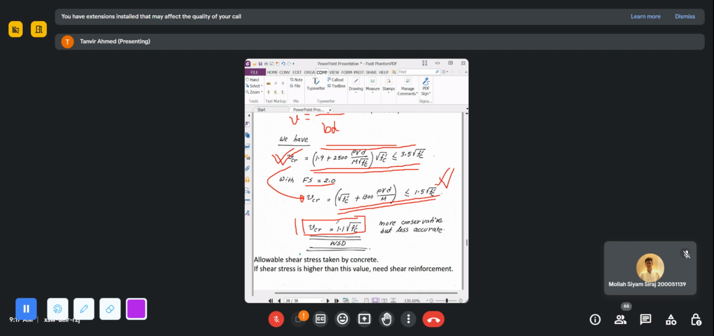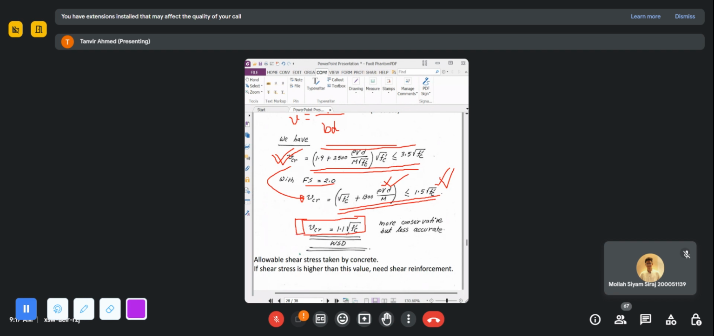So this is the simplest format. This is more conservative, obviously, compared to this equation. This equation is more conservative, 1.1 square root of fc prime, but this is not as accurate as this one. This one is more accurate. But if you want to make your life easy, you can simply use this equation.